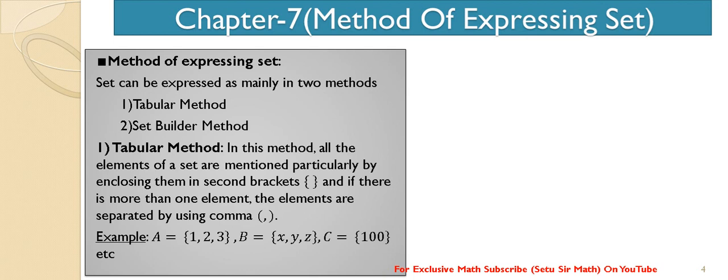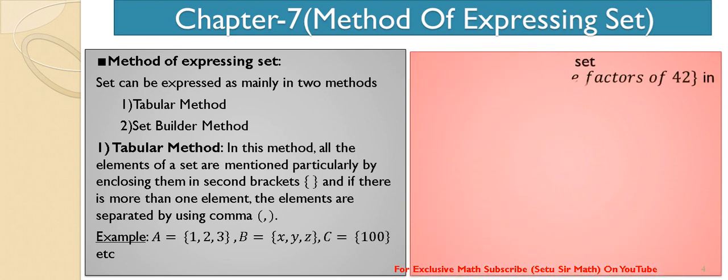Example: A = {1, 2, 3}, B = {x, y, z}, C = {100}, etc. When I write more than one element, I separate them with commas and enclose the elements in curly brackets, and that is the set. So here you can see 3 sets: A = {1, 2, 3}, B = {x, y, z}, C = {100}. That means A, B, C are 3 sets.